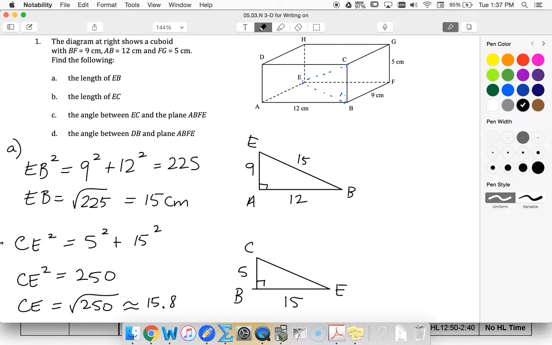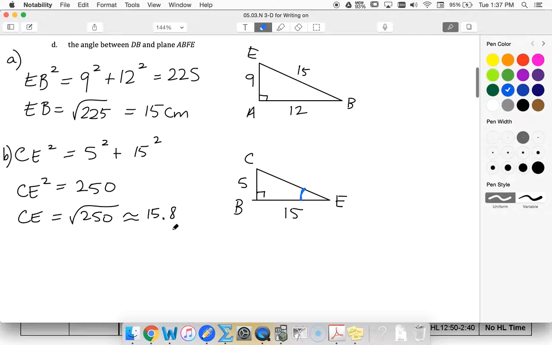Okay, so that was B. Now C asked me for the angle between EC and the plane. So now I'm looking for this angle inside here. So my plane, ABFE, is that bottom rectangle. So I want the angle between EC and my plane, so the two things that draw those. So here's my angle. It's the same as the angle down here.